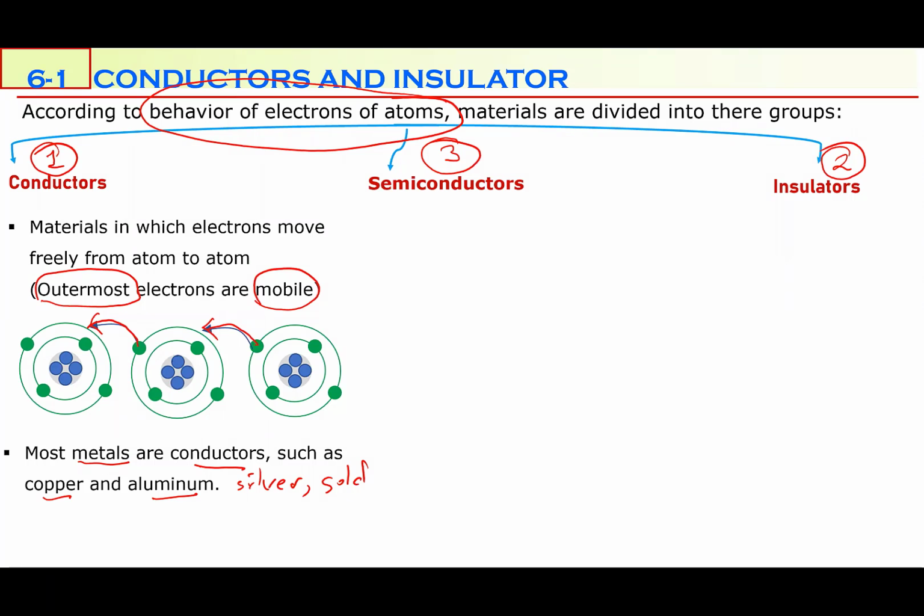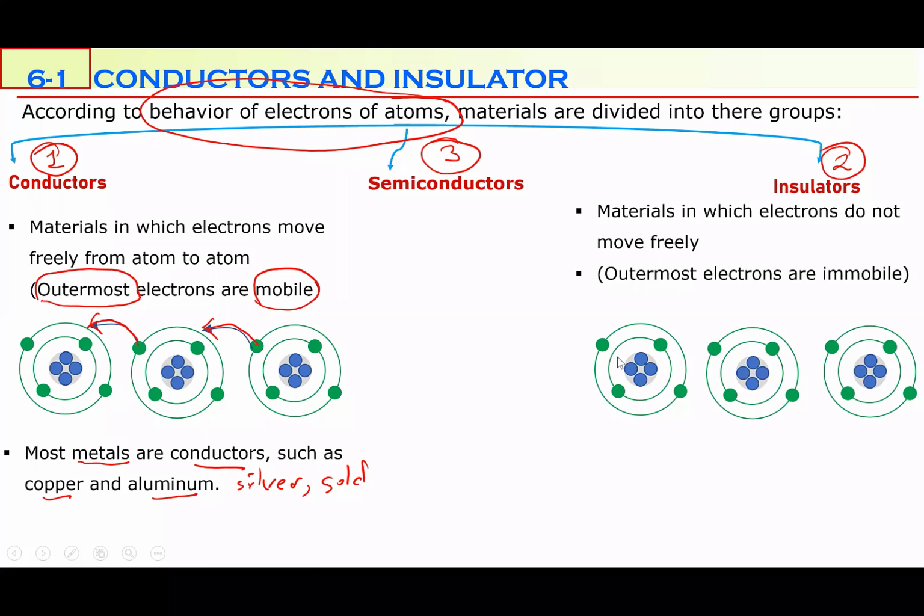The second group of materials are insulators. The atomic structure of insulators is different from the atomic structure of conductors. How? Electrons in the atoms are unable to move from one atom to the next one. They cannot jump to the next atom. Outermost electrons, the electrons in the outer orbit, are immobile, unable to move.